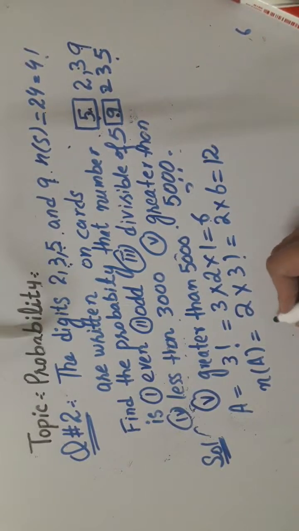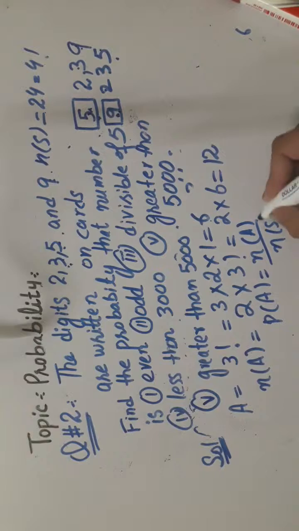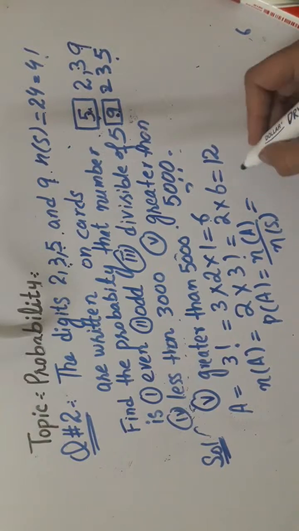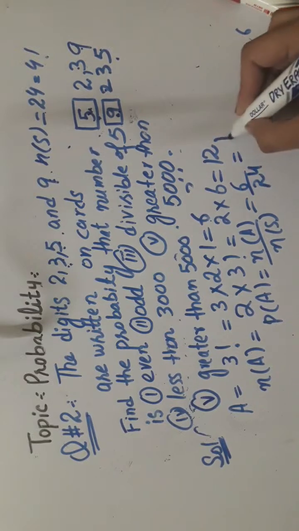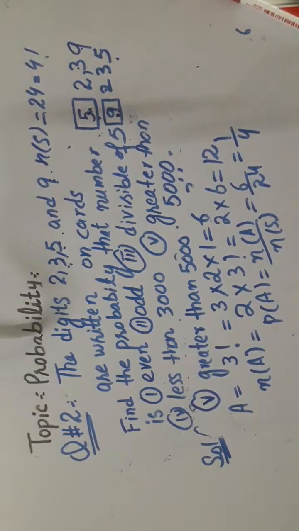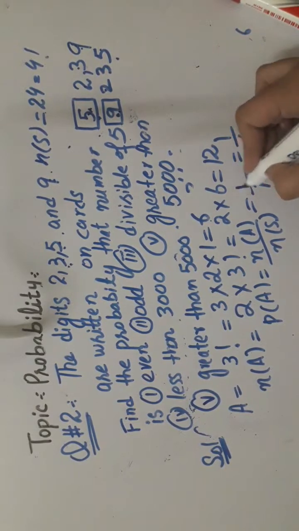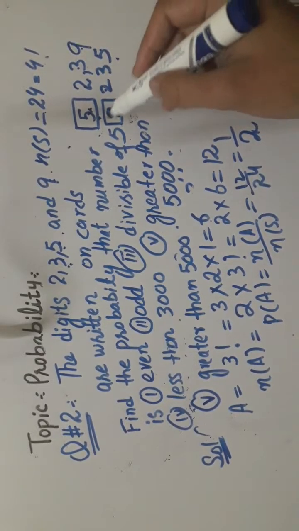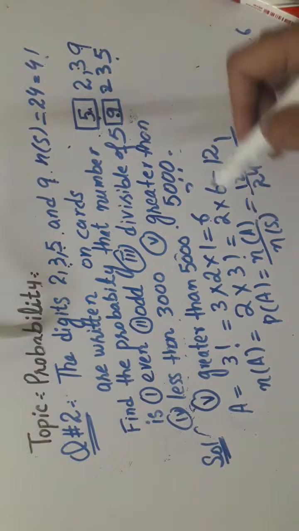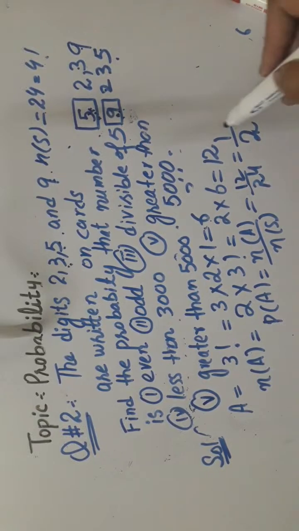So, the probability of this event will be the number of elements in A divided by the number of elements in S. So, this will become 6 by 24, and this will be equal to 1 by 4. So, you will use this answer here, and this will become 1 by 2, because you have 2 combinations. When you have just 1 combination, you will use just 6, but here you have 2 combinations, because 5 can be used, 9 can be used. So the answer is equal to 1 by 2.